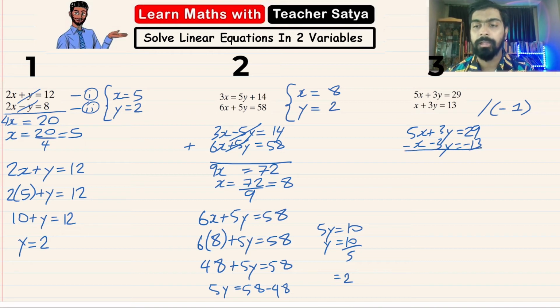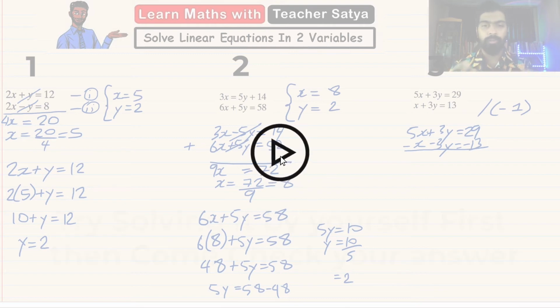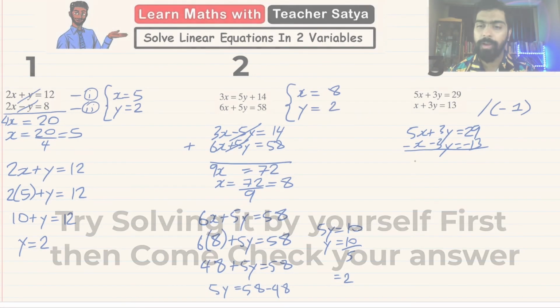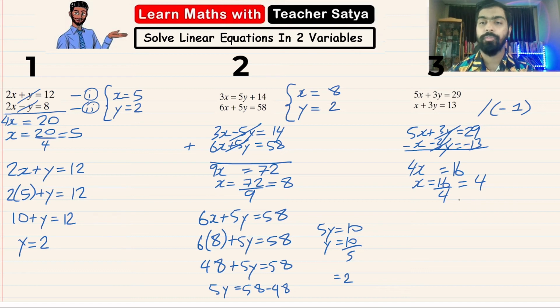Now again, same like the previous step, guys, I want you to click on that pause button, try and solve it by yourself, and come and check if you got it correct, all right? Now let's go ahead and add these terms. 5x minus x is going to give us 4x. Now y will simplify each other, and 29 minus 13 is going to give us 16, right guys? Therefore x is equal to 16 over 4, which is equal to 4, right?